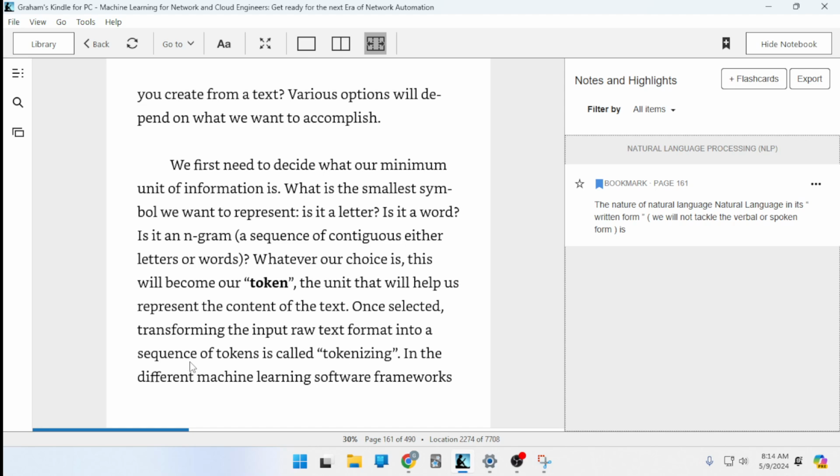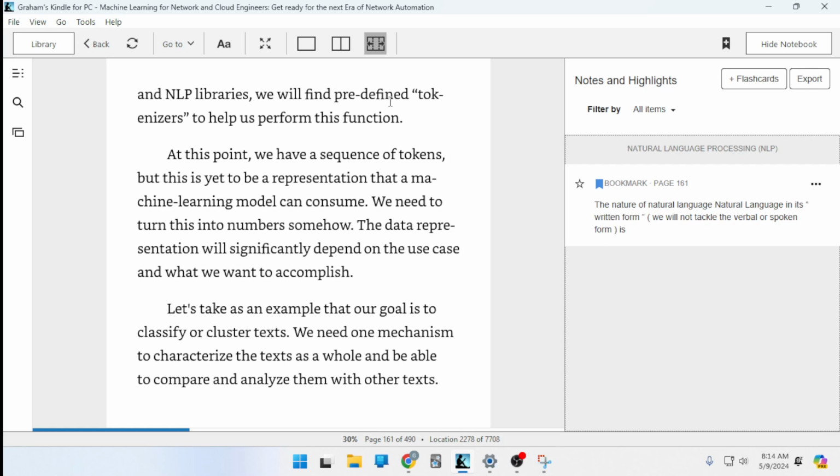In the different machine learning software frameworks and NLP libraries, we will find predefined tokenizers to help us perform this function. At this point, we have a sequence of tokens, but this is yet to be a representation that a machine learning model can consume. We need to turn this into numbers somehow. The data representation will significantly depend on the use case and what we want to accomplish.